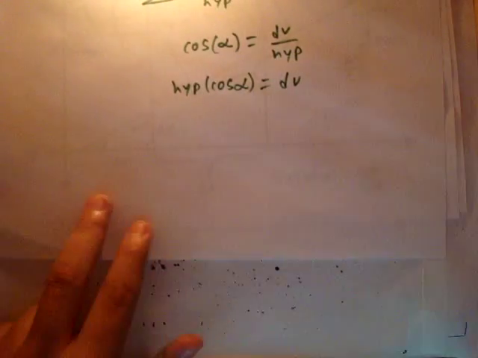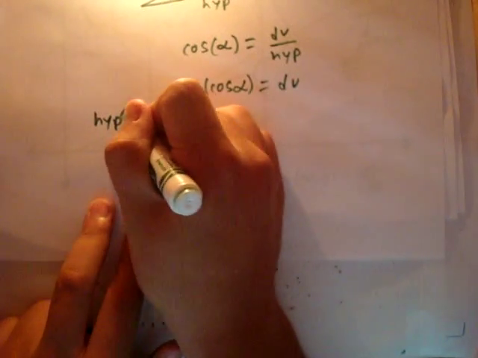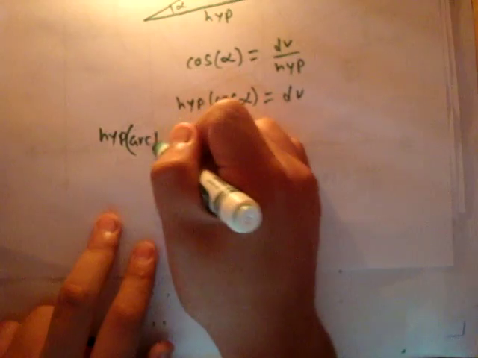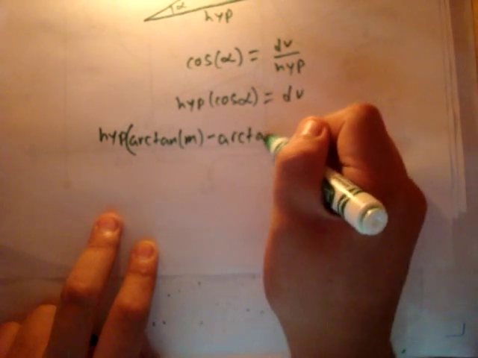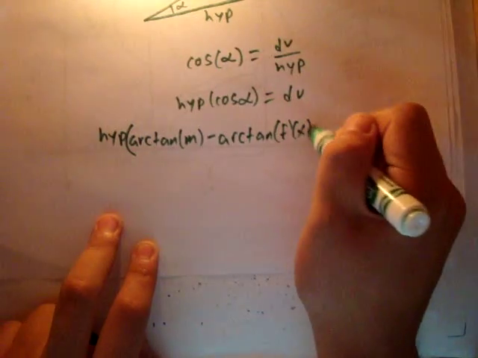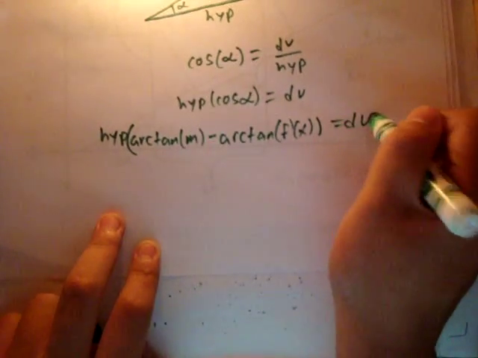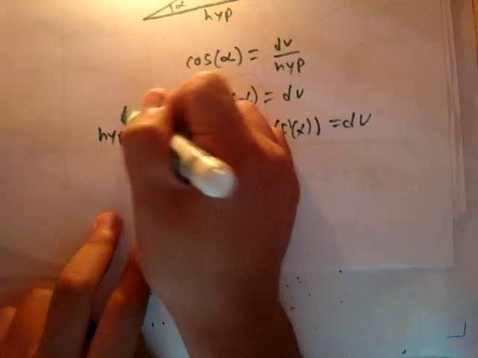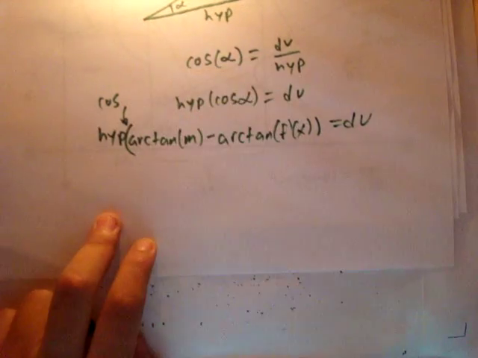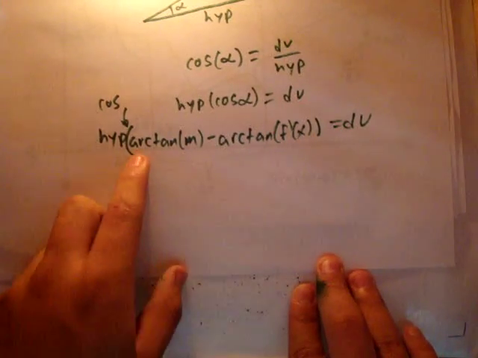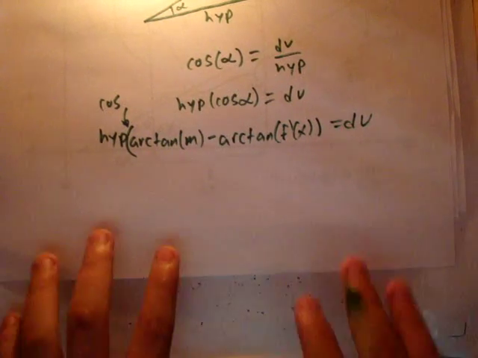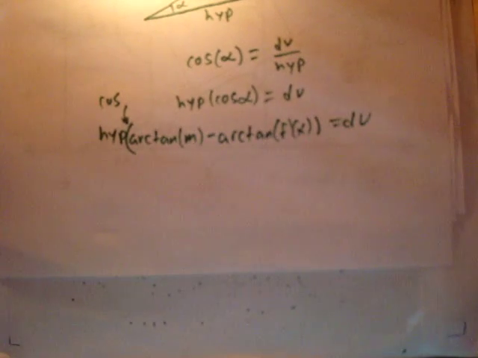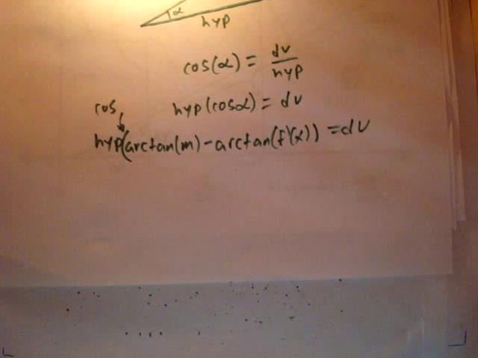Alright, so we have hypotenuse times cosine of arctan of m minus arctan f prime of x equals dv. Oh yeah, remember, I'm sorry, this is the degree of which we're going to take cosine. So now we're going to actually have to take the actual value of cosine of arctangent m minus arctangent f prime of x, and I'll stop there and continue in the second video because I'm currently running out of battery.